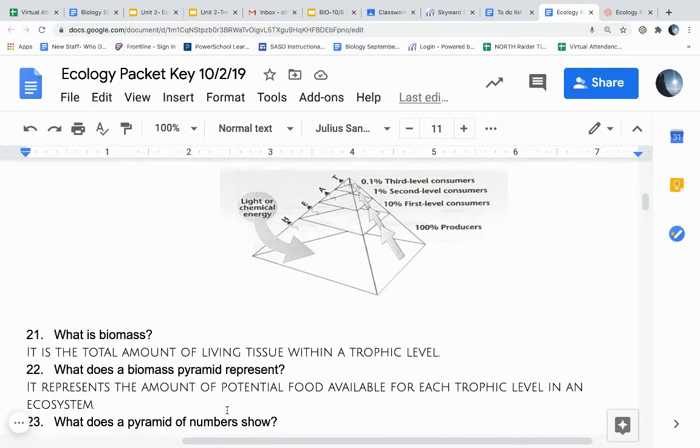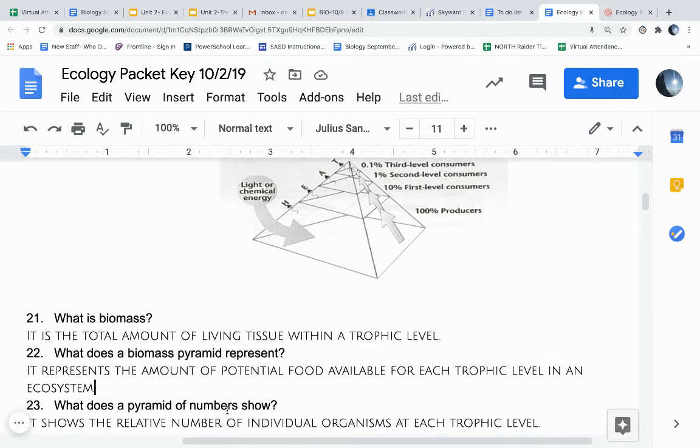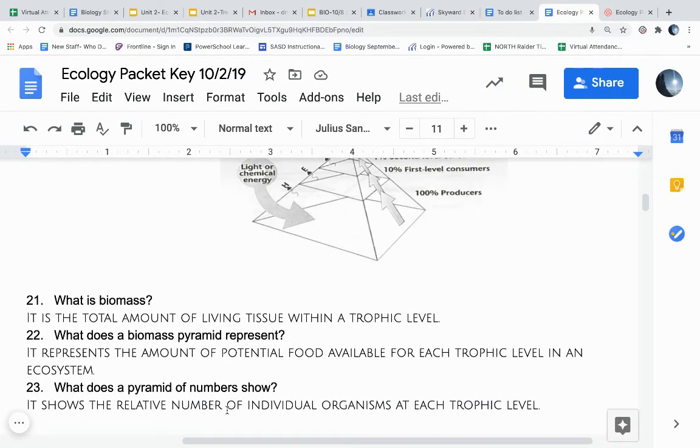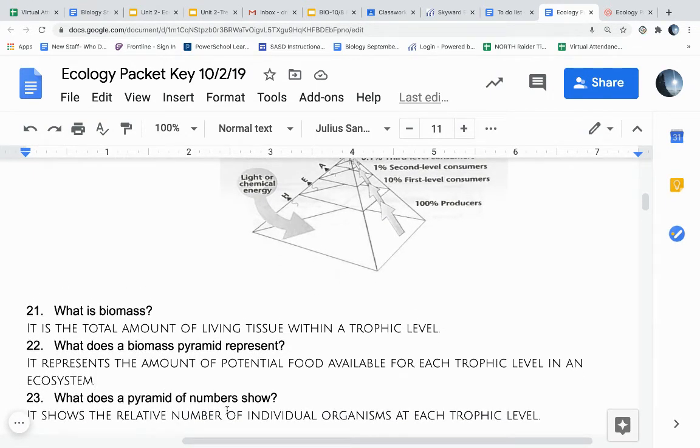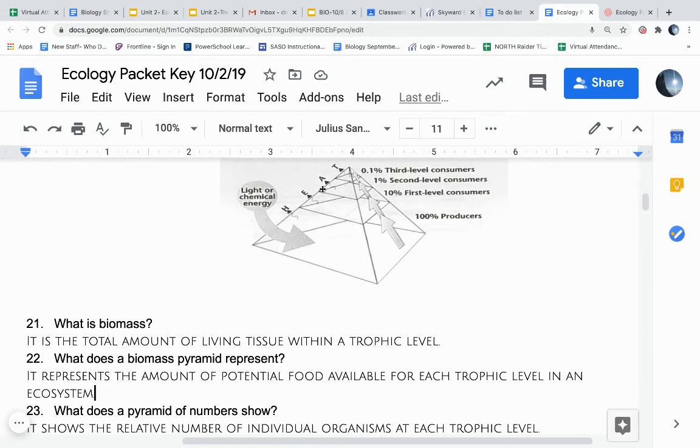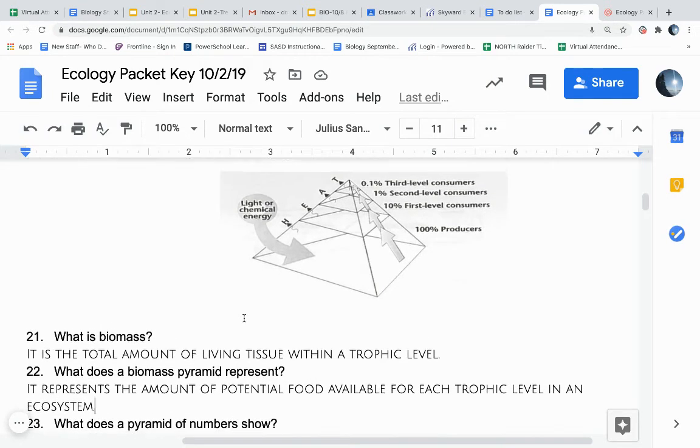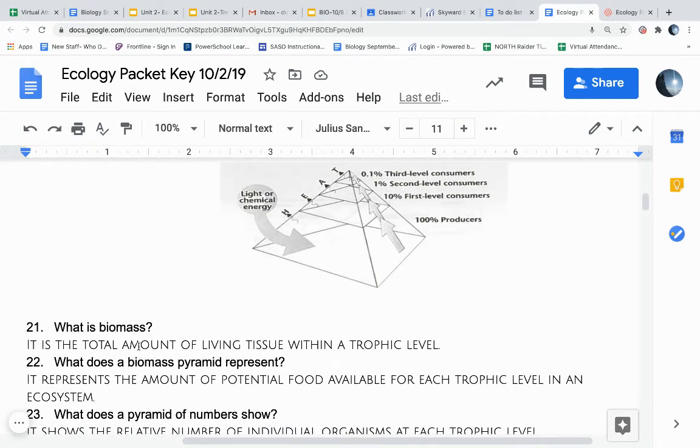And then another type of pyramid is a pyramid of numbers. This one shows the relative number of individual organisms at each trophic level. So we're going to find out that, like our energy, there's much more energy at the bottom of our pyramid. There's going to be many more individuals at the bottom of our pyramid because there's much more energy to support those individuals. At the top of our pyramid, for example, animals at the top of the food chain, like, for example, I'm going to use a mountain lion because nothing really eats them, and they're pretty awesome.